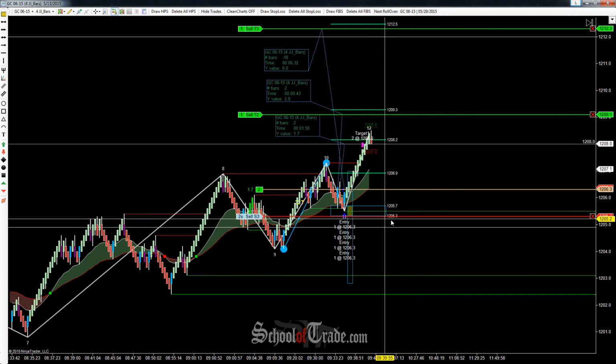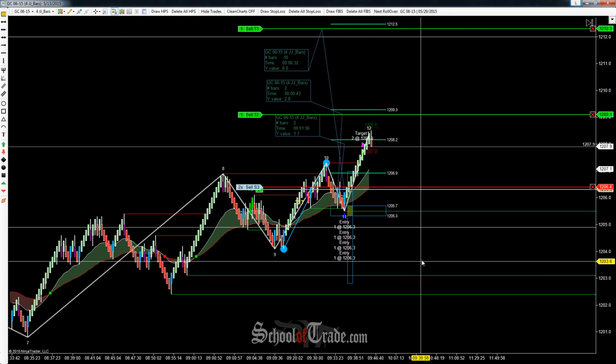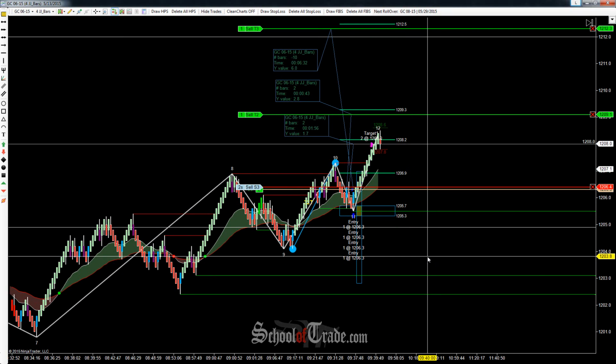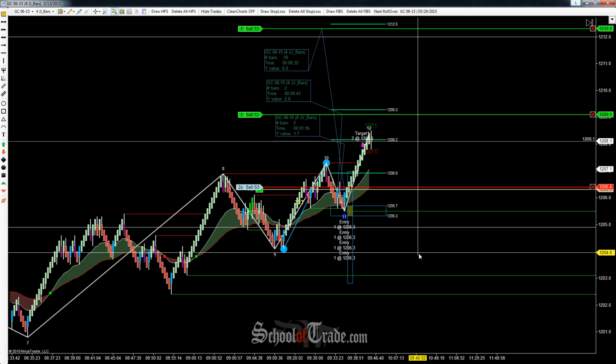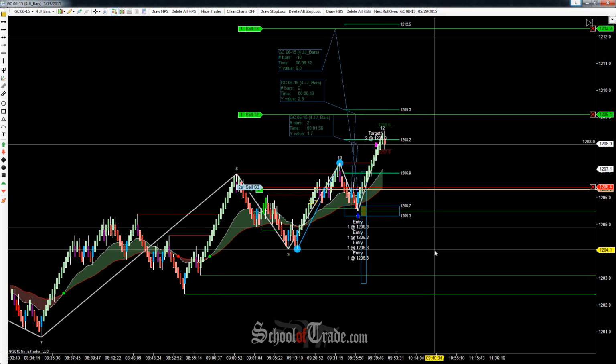Now, we got our first target taken off. Since we have our first target taken off, we're going to move our stop to break even +1. 1206.4 is where our stop is now. Looking for continuing volume back up to the upside here to see if we can fill 1209.1.